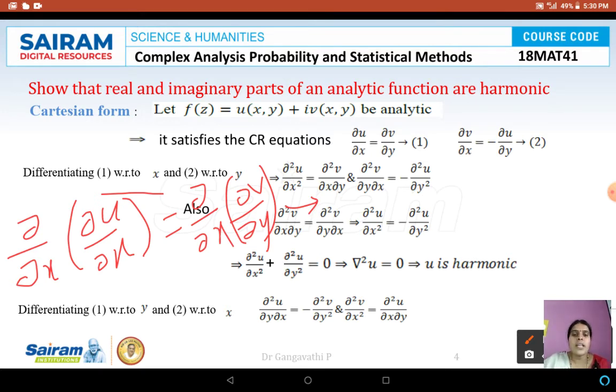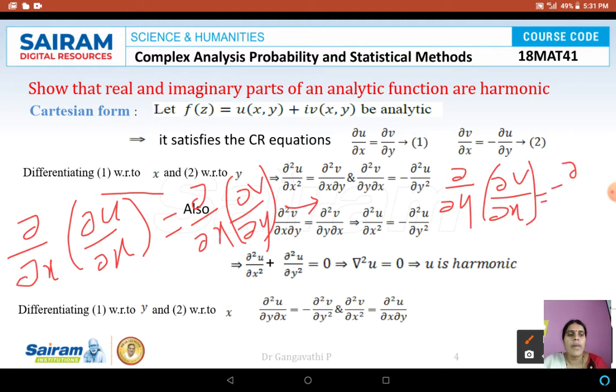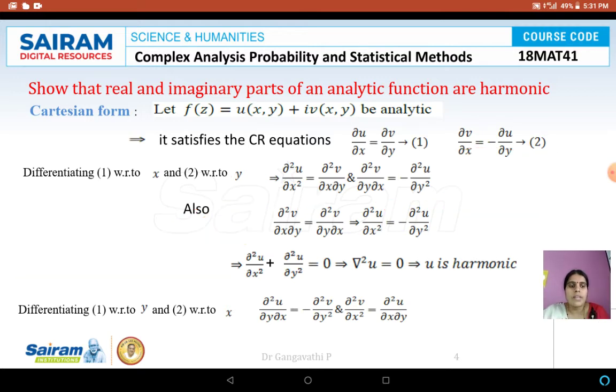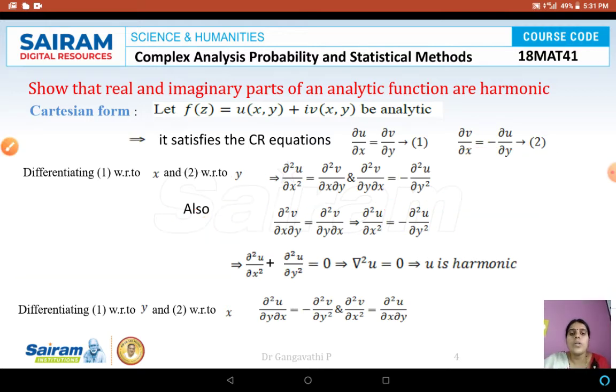Similarly, we are differentiating equation 2 with respect to y. So when we differentiate 2 with respect to y, we are operating dou by dou y on dou v by dou x, which is equal to minus dou by dou y of dou u by dou y. So now this dou by dou y of dou v by dou x is nothing but dou square v by dou y dou x, which is what you have here, and this term dou square u by dou y square is there here.